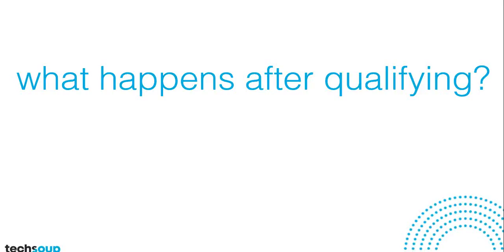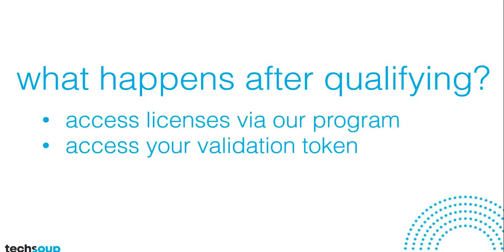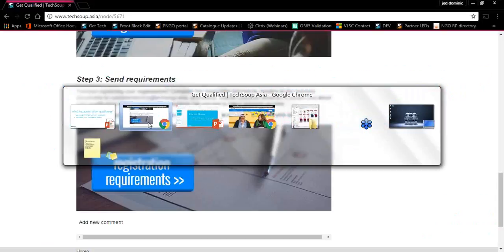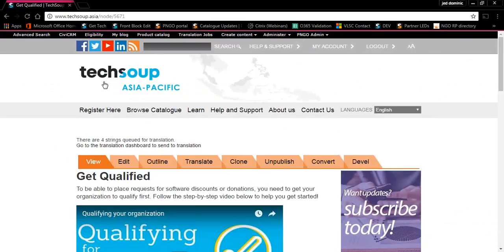Next, what happens after you get qualified? Of course, we will let you know once you get qualified. That normally takes about 3 to 5 working days for us to completely process. Once you have been notified that you have qualified, you can proceed to do 2 main things. Number 1, you can access donated licenses via our website or our program. And secondly, access your validation token, which we'll be talking more about in a bit. So now let's go back to our website here, and I'll show you how to proceed with those 2 things.